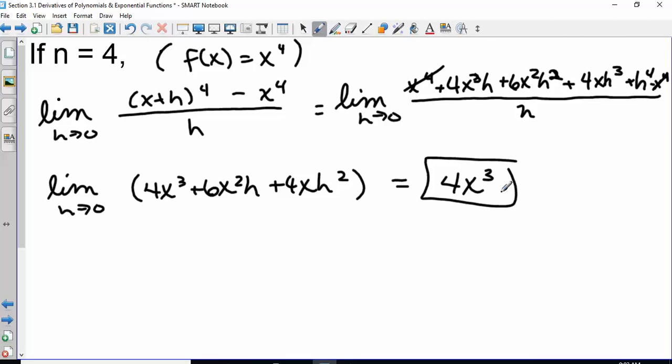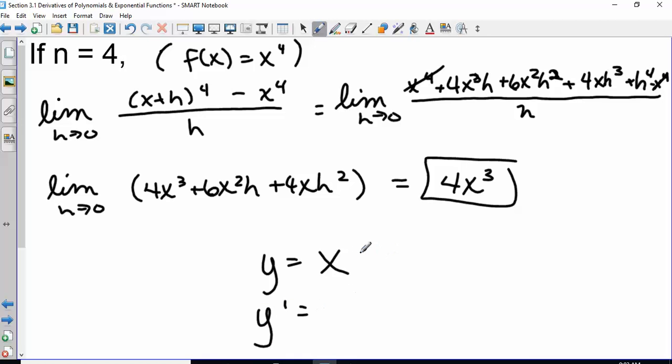So how does it work? What's the pattern? How'd you know it was going to be 4x cubed? From the last one. The 4 was your power. So the power comes down, and then what do you do for your new exponent? Oh, you subtract 1.